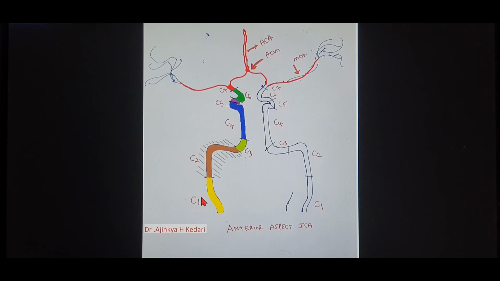So C1 is the cervical segment. That's the segment of the ICA you see in the neck. And that's the C2 in the brown. Now, as you can see over here, the gray lines represent the petrous bone. That's the petrous part of the temporal bone. That's the deeper part of it. So it runs within the carotid canal in the petrous part of the temporal bone.